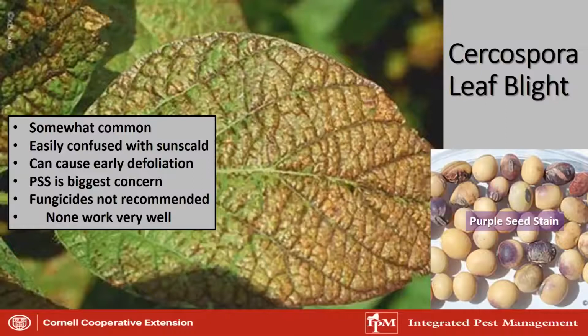Management can be a little bit tricky. Fungicides are not recommended. There have been a lot of trials on this. They don't work particularly well, but they do offer some protection. So if somebody's growing, say, edible soybeans where the purple seed stain is really a concern, or maybe a seed production field, fungicides might be warranted. But the best management is really to just, if you grow a variety that seems susceptible, maybe move away from that variety.